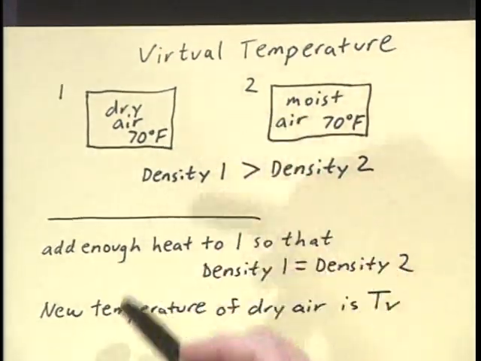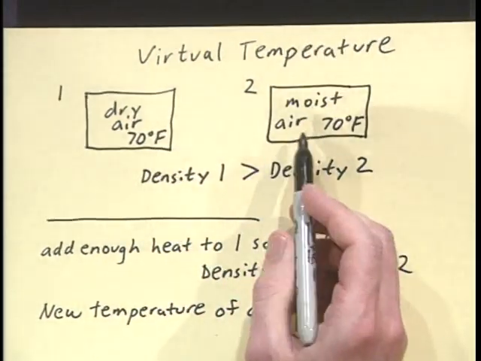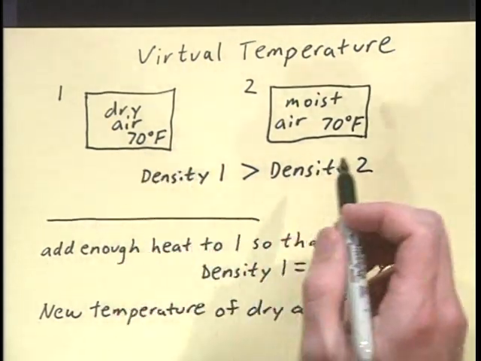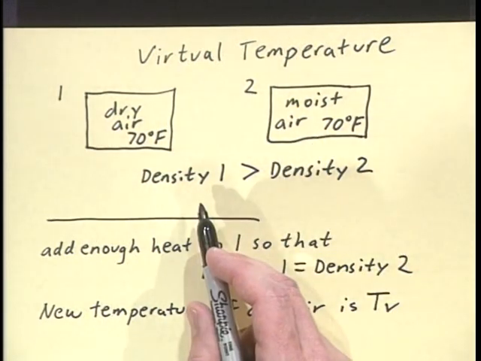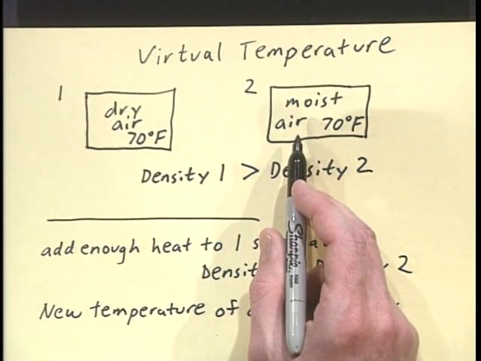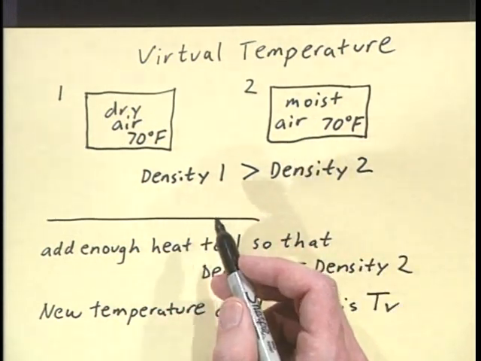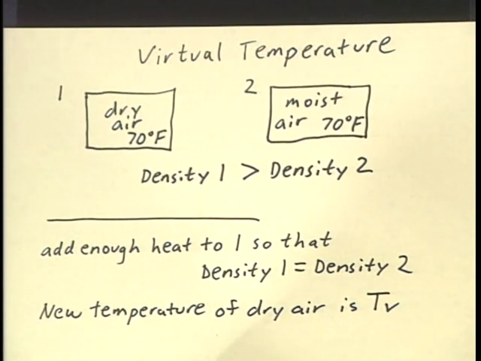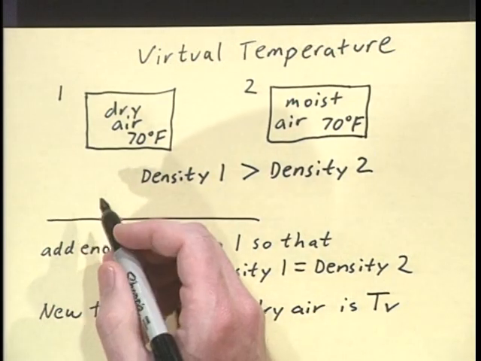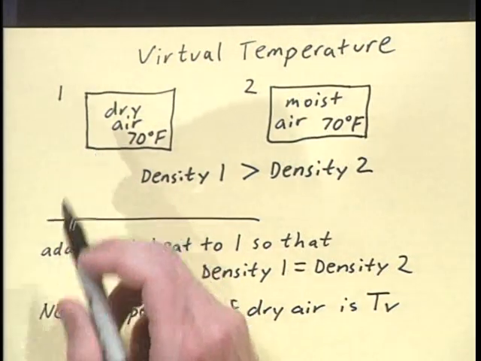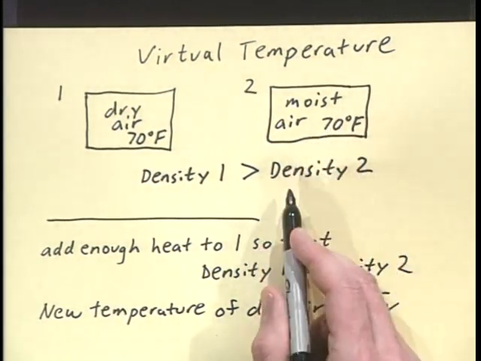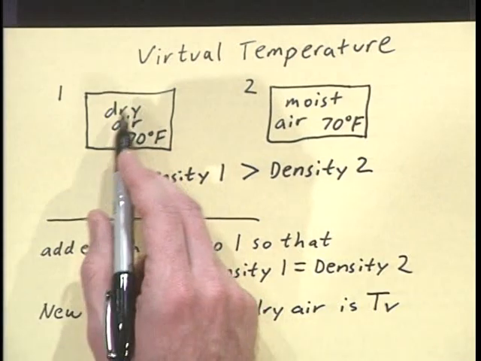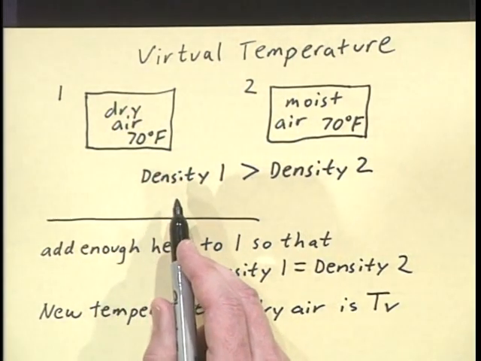So we have the virtual temperature. Suppose we got two parcels of air here. One is moist and one is dry. So this one has more moisture in it, but it has the same temperature. The densities are going to be different because the moisture in the air is going to influence what the density of the air is. The moist air is less dense. So we have density 1 of the dry air here, and density 2 of the moist air here. So the moist air is less dense. So the density of 1, the dry air, is more dense, higher density.